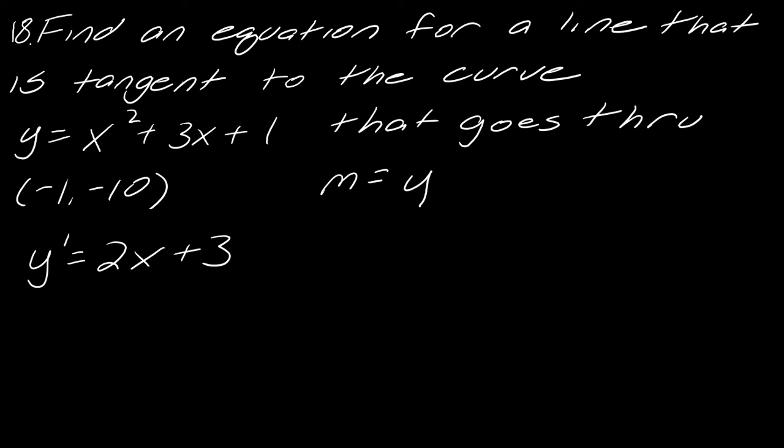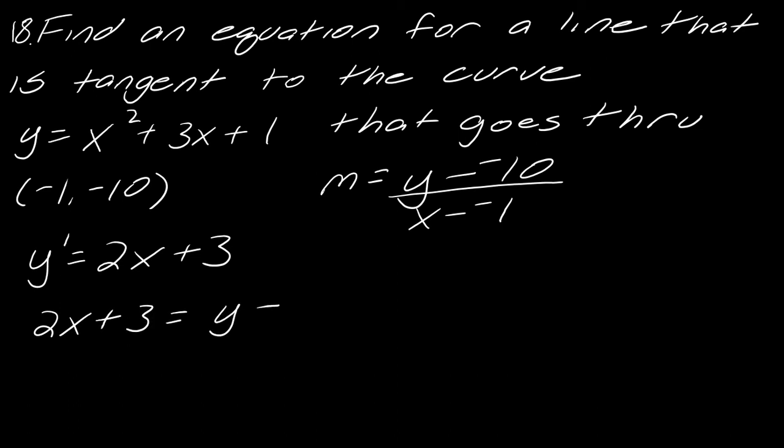So what I can do is use the slope equation for those 2 points. This will become y minus negative 10 over x minus negative 1. Now I don't know what x, y is, but the one thing I do know is that if I knew what this point was, I would want this to be equal to this. These two things have to be equal to one another, so let's set them equal.